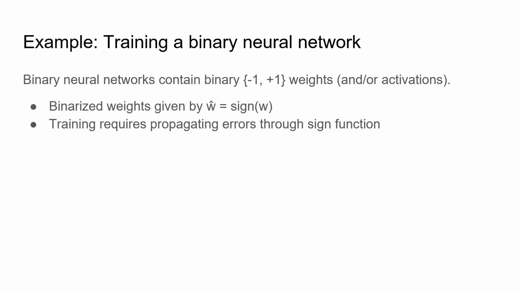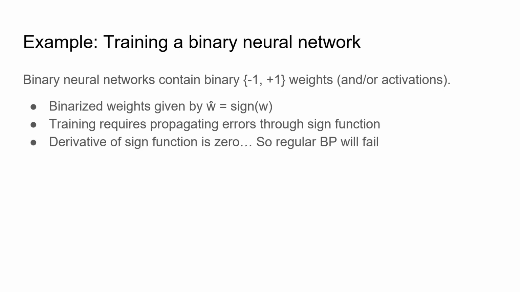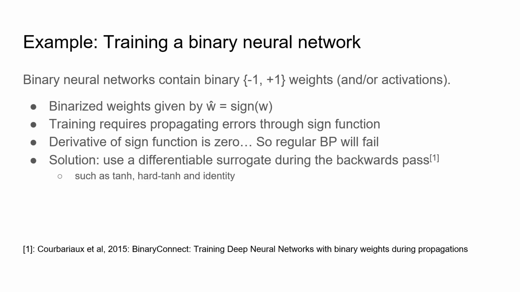However, this is a bit problematic as training requires backpropagating through the sign function. And the derivative of the sign function is 0 everywhere except at the origin where it's undefined, so regular backprop is going to fail. A common approach is to use a differentiable surrogate during the backwards pass. Common choices include tanh, hard tanh, and the identity function. In the following, we will use identity.